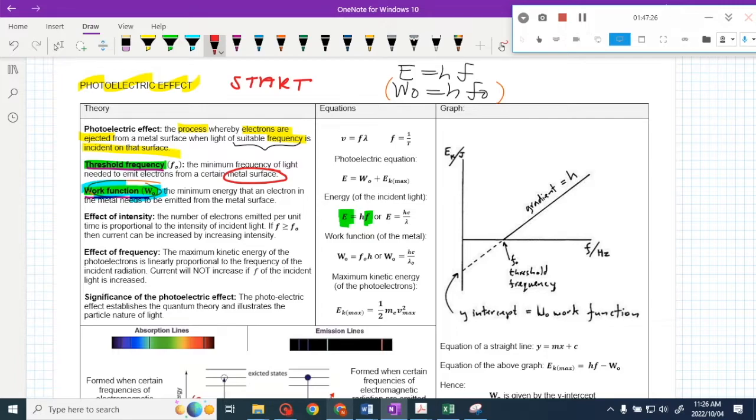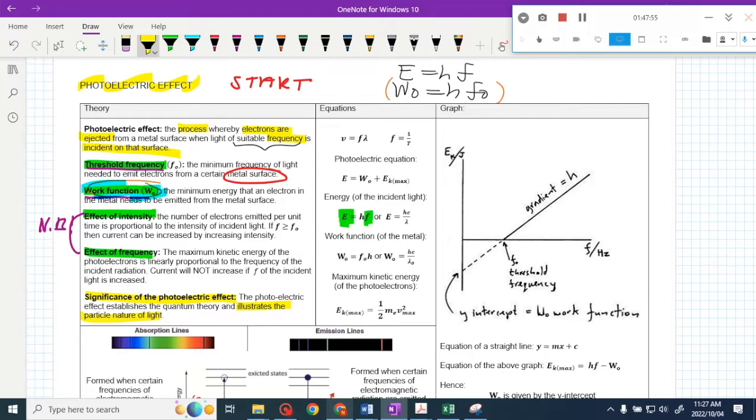Okay? Then we have the effect of intensity and frequency. This is very important. I'm going to come back to it in a moment because I do believe I made a mistake in one of the videos that I recorded. Okay? And then the significance of the photoelectric effect, they rarely ever mention it, but I saw this in the exam guidelines, and it's simply that it illustrates the particle nature of light. Light is a wave, light is a particle. The photoelectric effect proves that it is a particle as well.